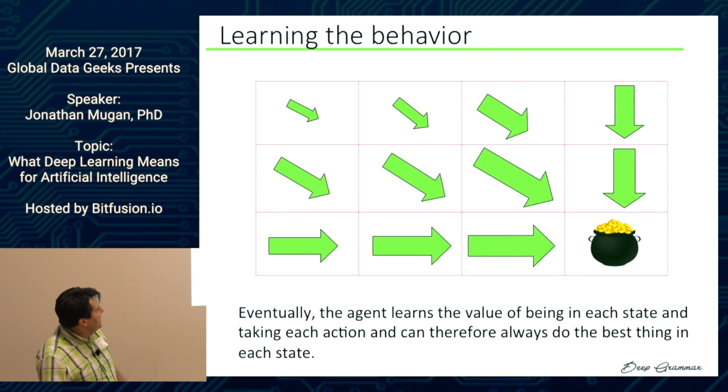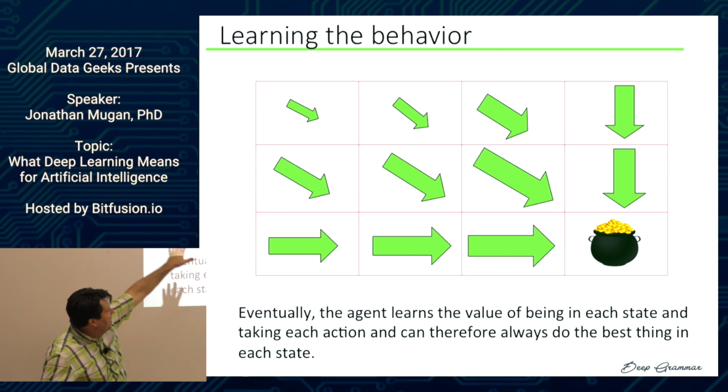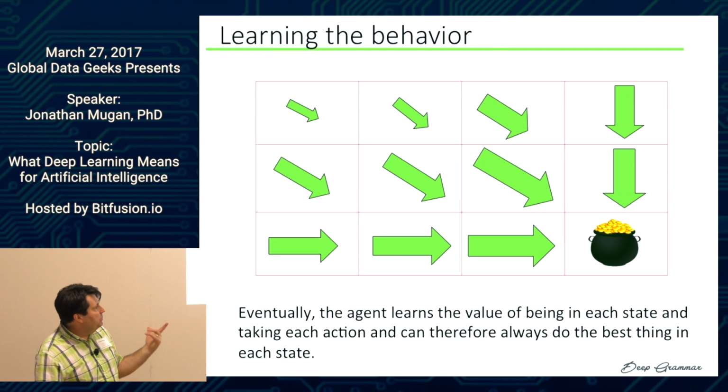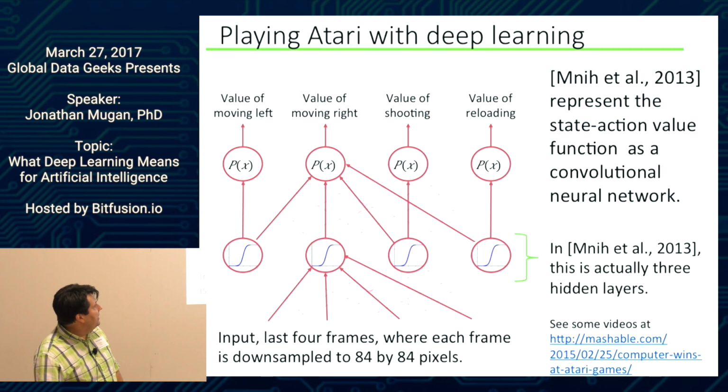And of course, if you explore a bunch, you learn the whole state. But as I was saying, as the world gets big, you just can't explore the whole thing. So you need some kind of abstraction on state. And as we've seen, deep learning is particularly good at that.